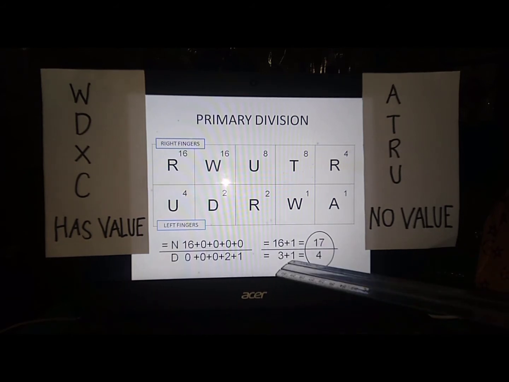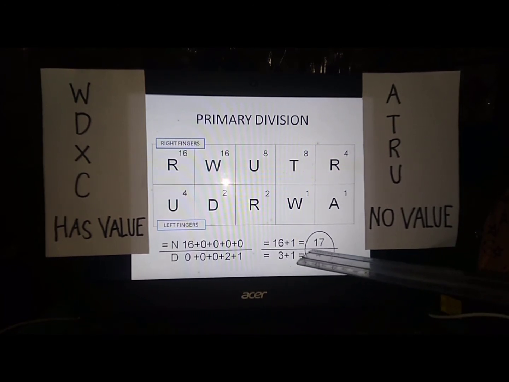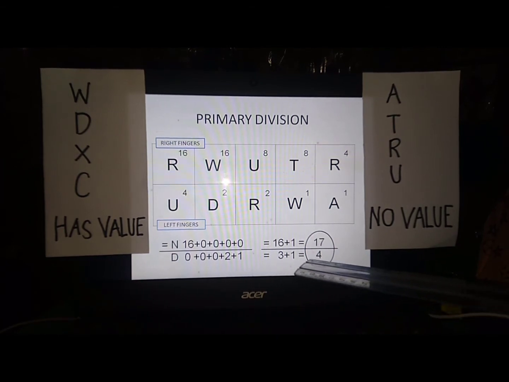The plus 1 here is constant. It is there in order to avoid a zero result, in case there is an absence of a whorl here. We should add the numbers here. 16 plus 1 equals 17. And 3 plus 1 equals 4. So, our primary division is 17 over 4.